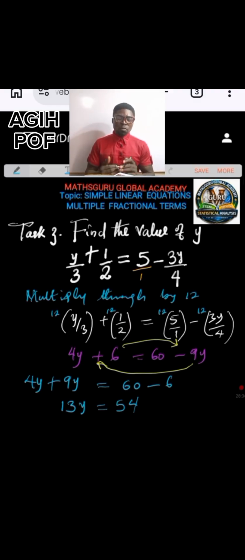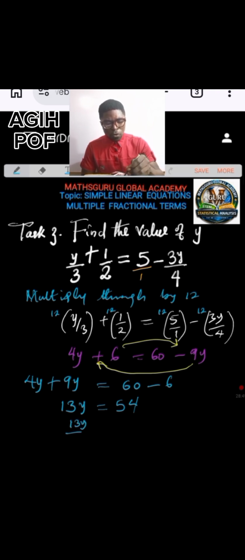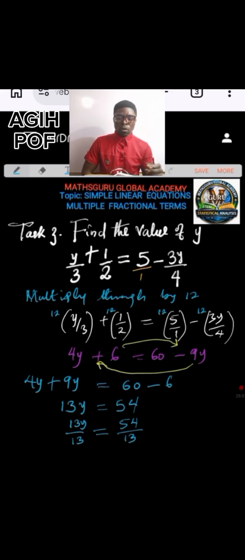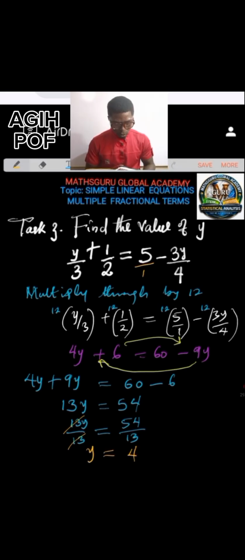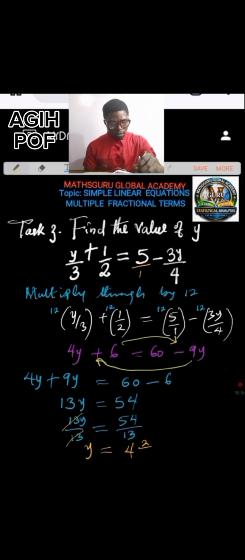Now we're going to divide both sides by the coefficient of y. And the coefficient of y is 13. So we have 13y over 13 equal to 54 over 13. Good job. This goes with this. Y is equal to 4 whole number 2 over 13. Alright. 2 over 13. Good job.